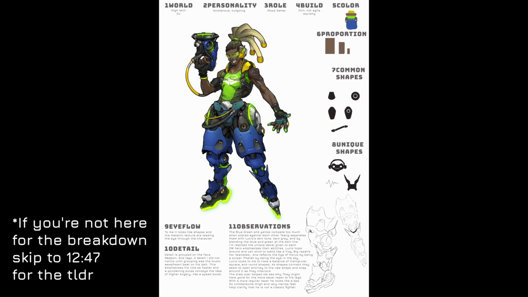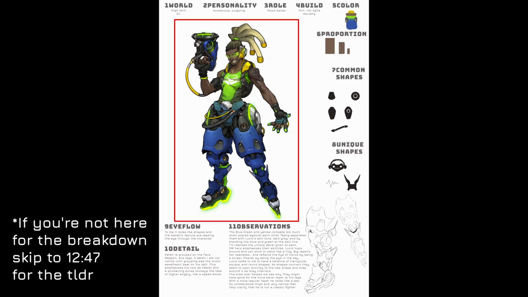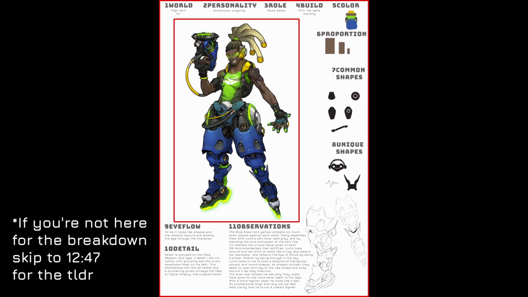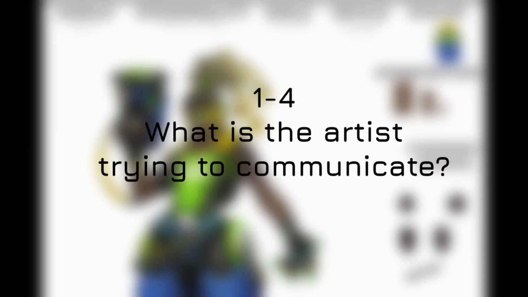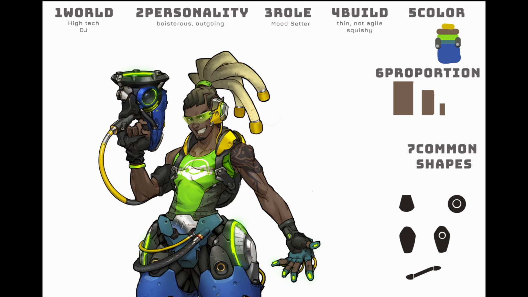Okay, now let's talk about how the study guide actually works. There's a place for your character that you want to study, and then around that character are a series of titles that correlate to the prompts. The first four at the top are about what the artist is trying to convey, what they want to communicate about the character in the world with their design. So just going through them one by one.